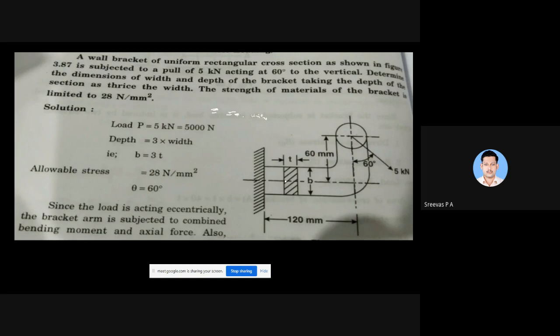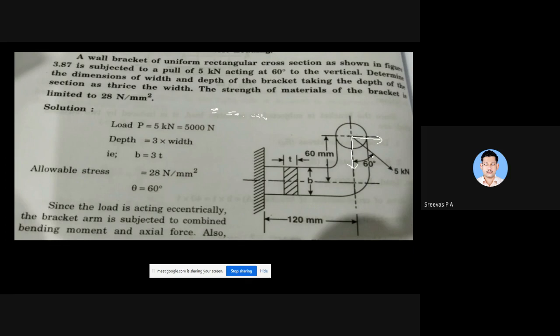How will you start if you get a problem like this? Split the 5 kilonewton force into X and Y components. Yes, very good. That is the only headache. All other things are same. You have to make it into components in X as well as in Y direction.